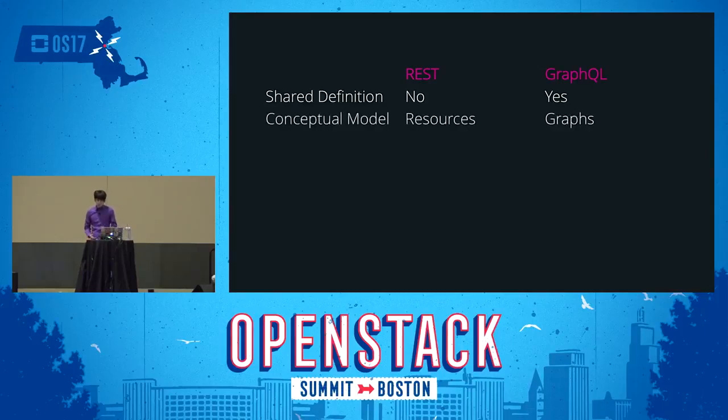Next, let's talk about the central organizing model behind REST and GraphQL. In REST, the central concept is the resource. And you can think of resources as virtual files living on a remote server somewhere. And they all share common operations against them. In GraphQL, the central concept is a graph. That is, nodes with fields and relationships to other nodes. And this has a profound impact on how you add features to each API.